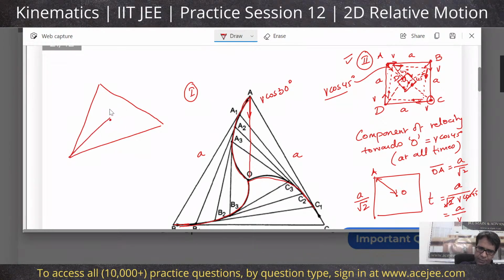सेंट्रॉइड का किसी भी वर्टिस से कितना डिस्टेंस रहता है बेटा? 2/3 of height, right?